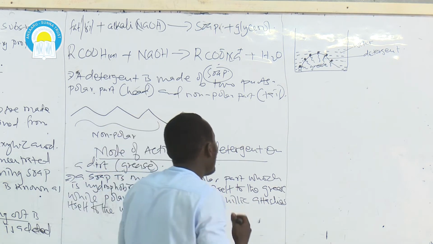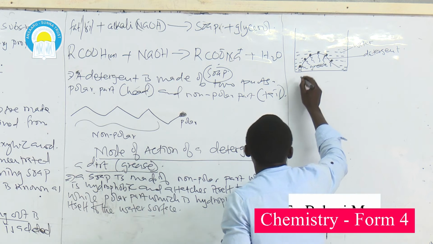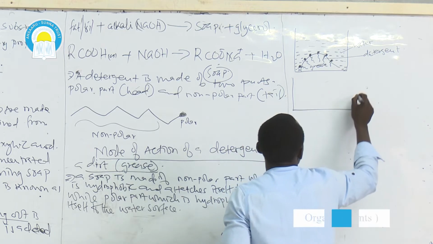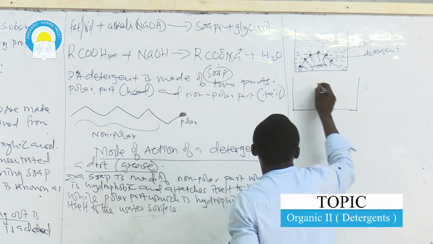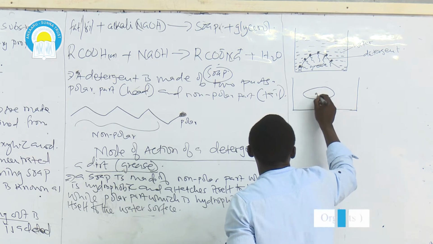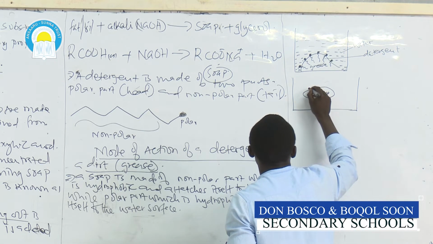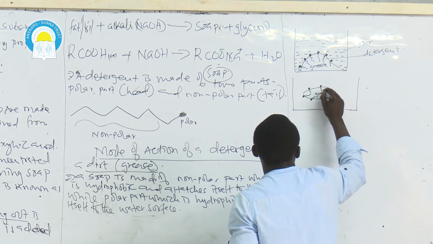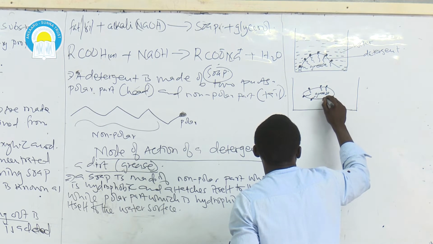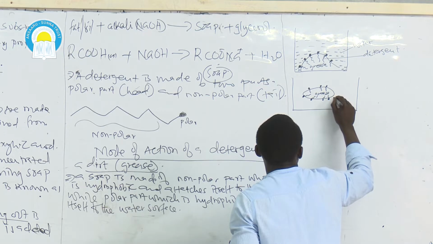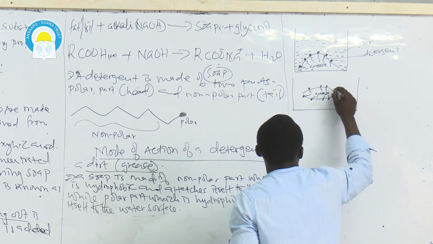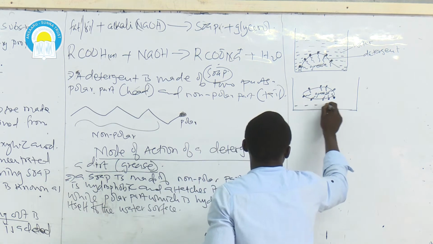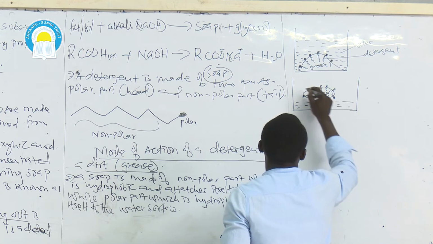So due to that, as that force continues to apply, you will find that at the end, if that is what we are cleaning off, this is what now we are going to have. We are going to have the grease there. So these ones now are what we're going to have. And this one here represents the water molecule.